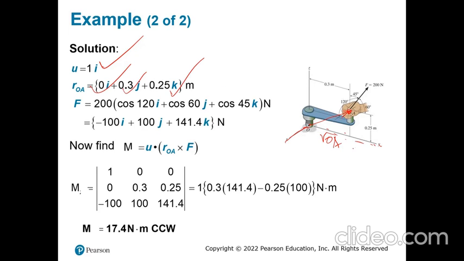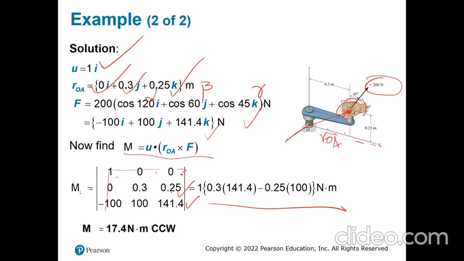How do I get my force vector? I know the magnitude 200 times cos alpha, cos beta, and cos gamma. So it's cos 120 in x, cos 60 in y, and cos 45 in k, the z direction. Then I get my force. Then I use my matrix, so 1 0 0, because that's the unit vector. Then I fill in the position vector, then I fill in the force, and then I get the determinant. So that's only going to be this 1 times this one, because all the others are 0. So that's going to be my moment. That's positive, that's in the counterclockwise direction.